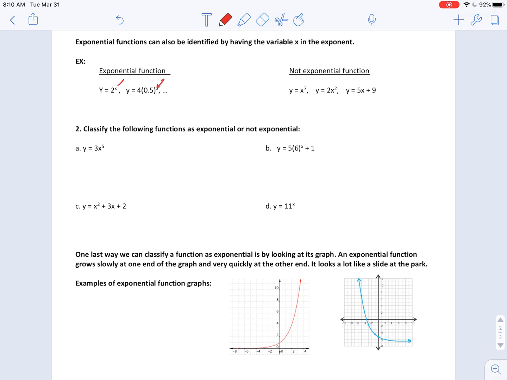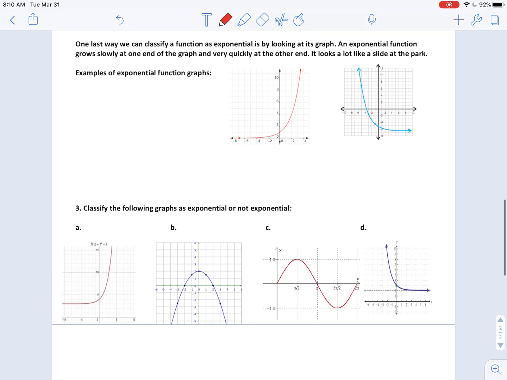And our very last step here, again, we can classify these. We're looking for if I have an x in the exponent. So looking at A, I have an exponent, but is that x in the exponent? Well, the x is definitely not in the exponent, so that is not exponential. And I'll leave you guys these last three to do, but let's talk about graphs first.